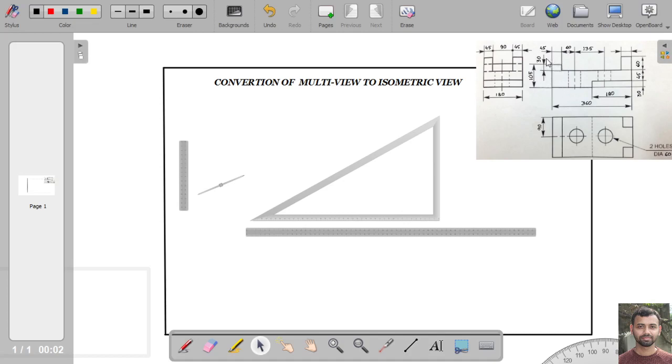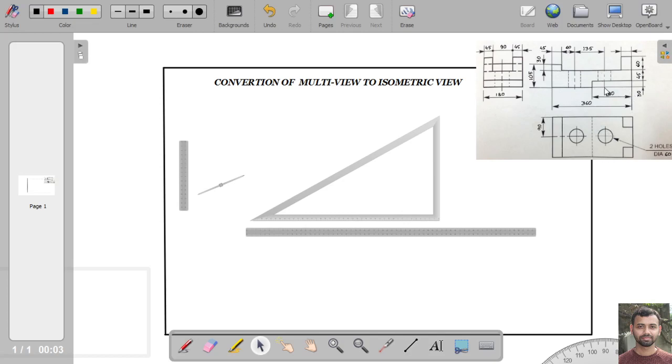and what are the dimensions of each of the features, and also we have to find out what is the maximum dimension of the object, along the length the maximum dimension is 360, along the height the maximum dimension is 30 plus 45 plus 60, so it is 135, and the maximum dimension in the depth is 180 mm. So these are the maximum dimensions of the object.